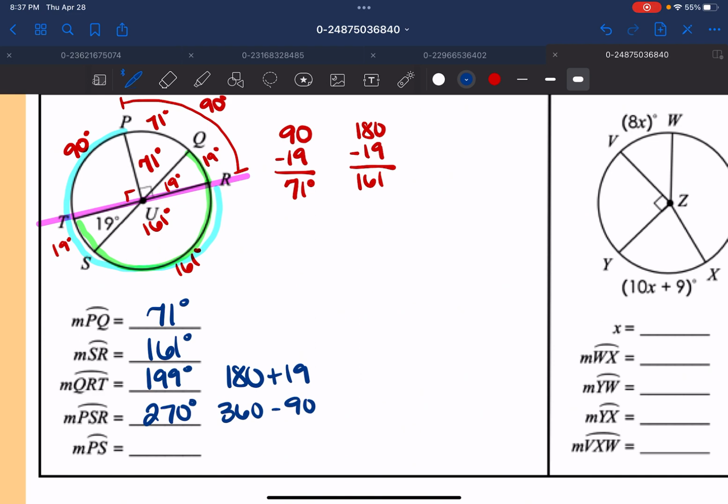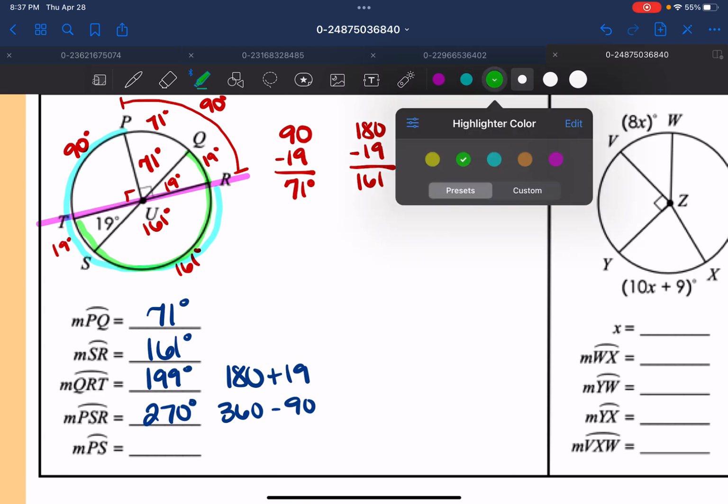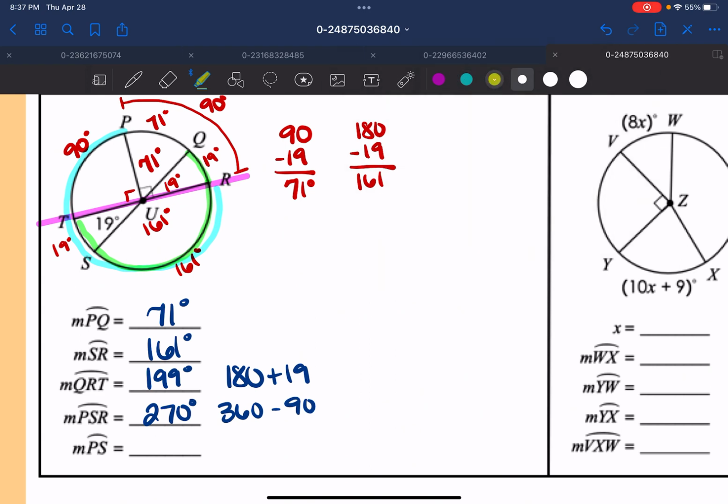Okay, the last one here is arc PS. We can see the shortest distance from P to S. I'm going to highlight that in, let's say, yellow. So from P to S, start at P, go to S. I'm working in yellow. We can add those two together. 90 plus 19 gives us 109.